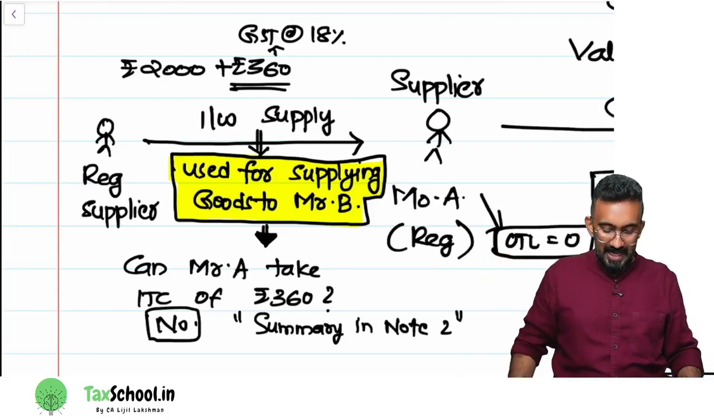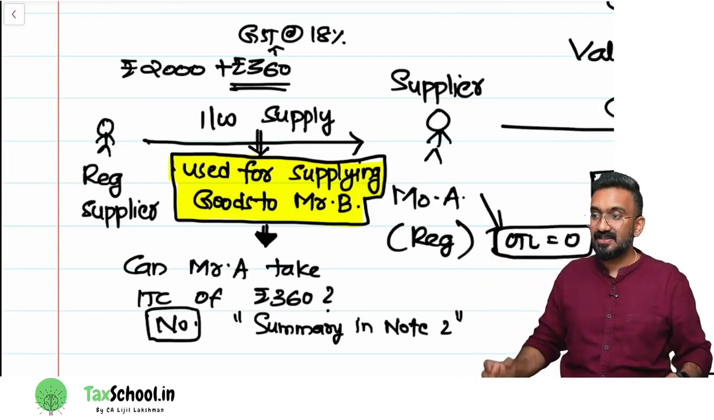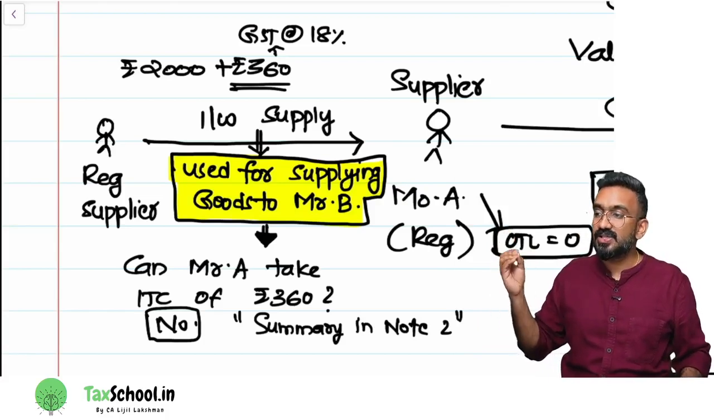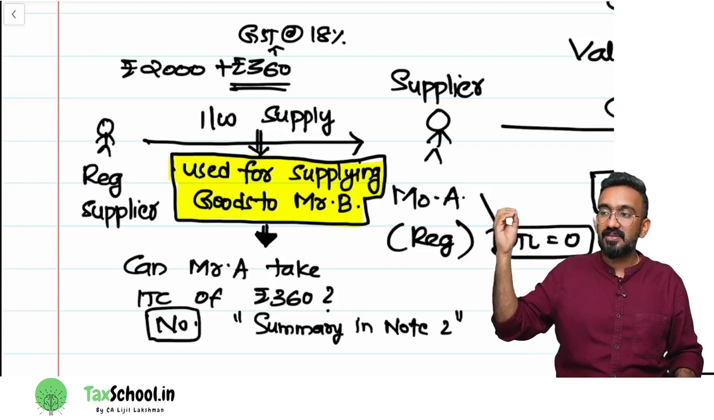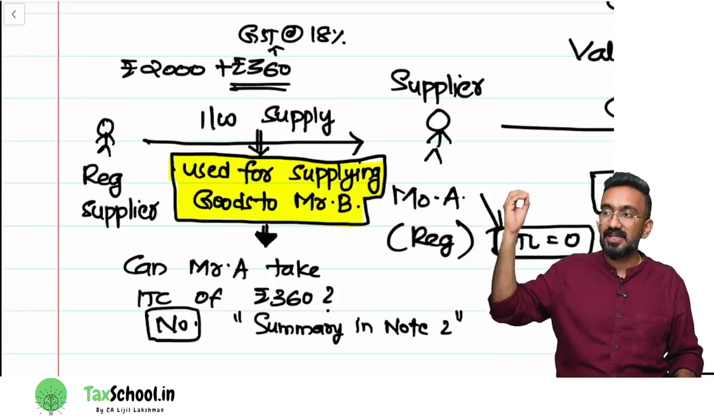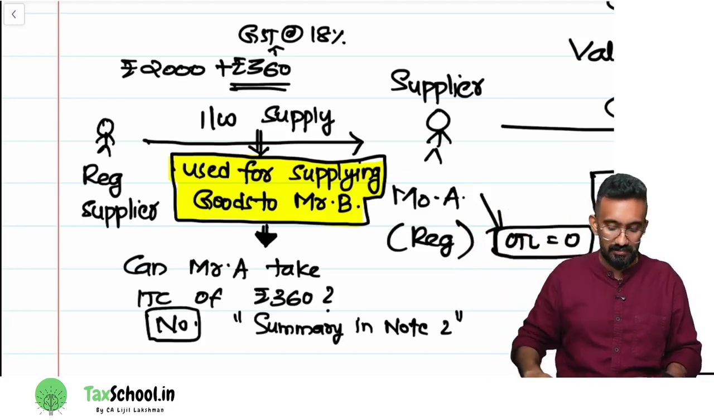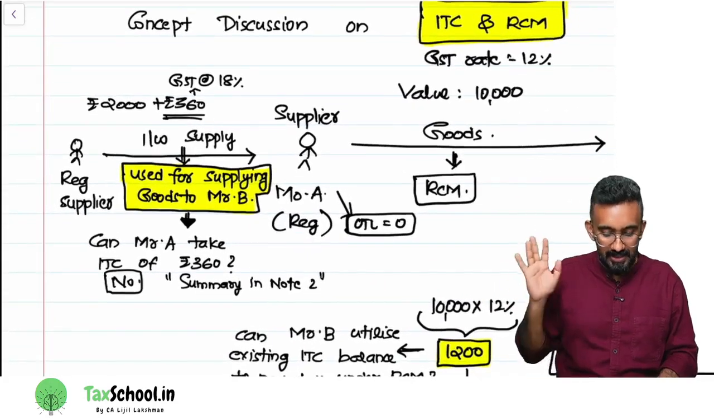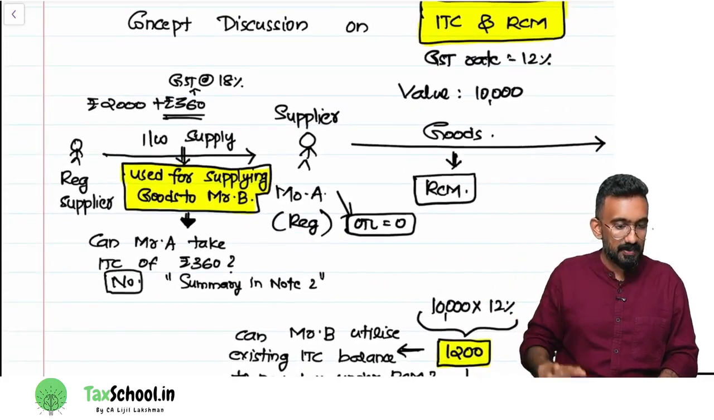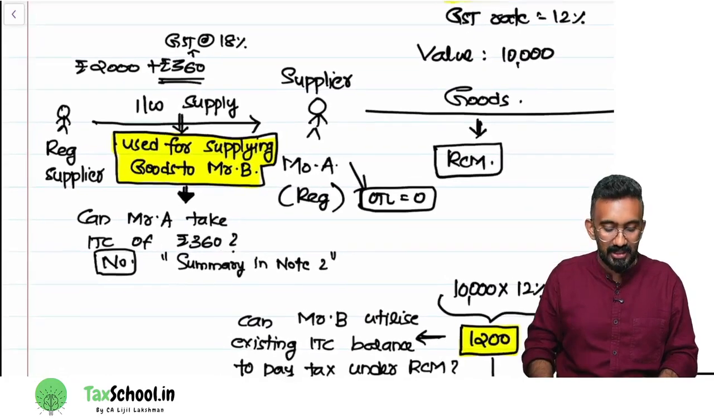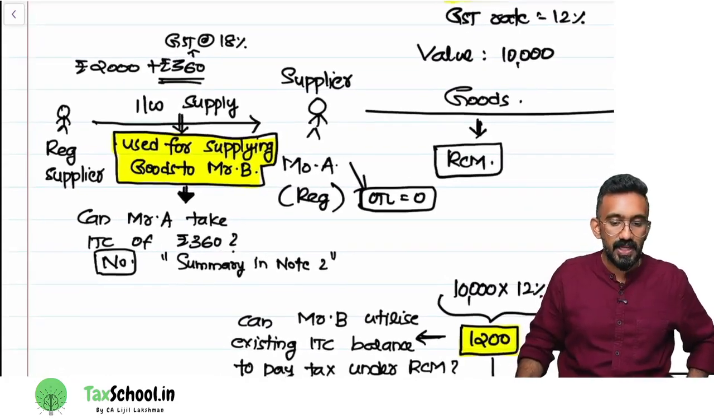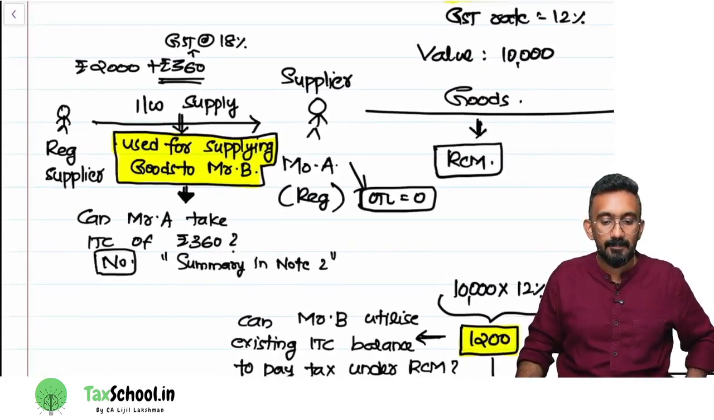Next question. Can Mr. A take the ITC of 360 rupees which is paid on purchase of a product which was sold under RCM? While selling, they paid 0. On the purchases, they had paid 360. Can Mr. A take the ITC? Yes or no? Can they take ITC?